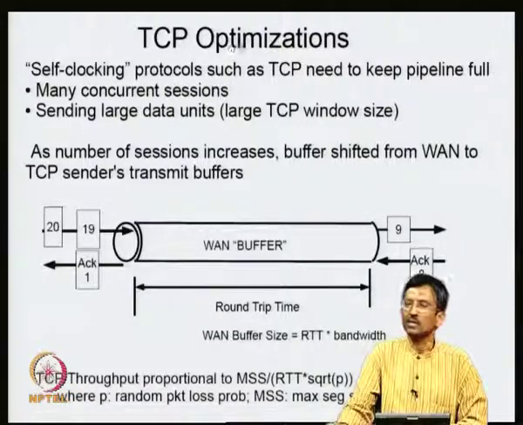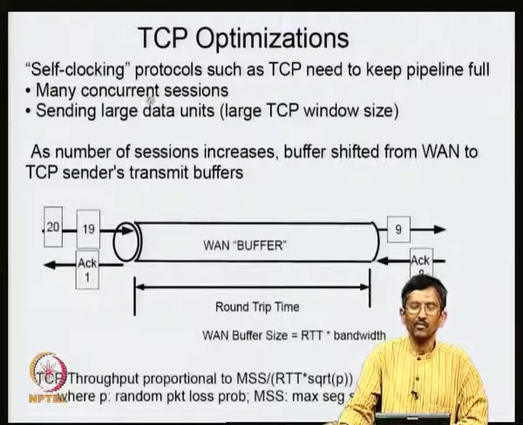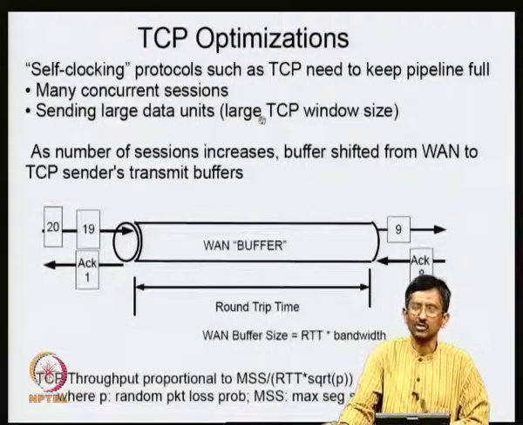So, if you want to really do well in TCP, if you are working on a wide area network, you have to be sending packets so that the various routers, etc., buffer your packets. So, essentially that pipeline between the various routers is kept full. One way to do it is to have multiple concurrent sessions and send large data units. That means you need to have a large TCP window size. Okay. Again, because it is the flow control, that window size essentially tells you how much you can send out.